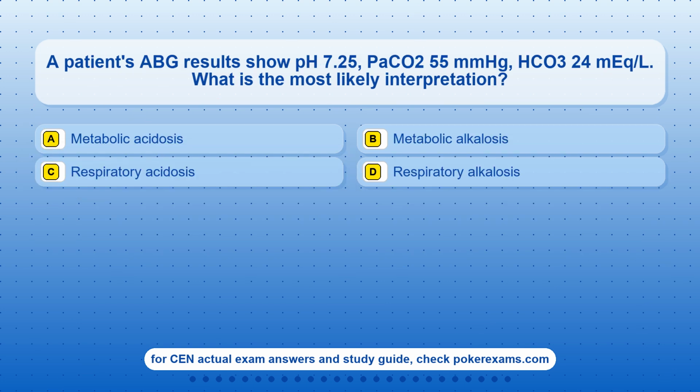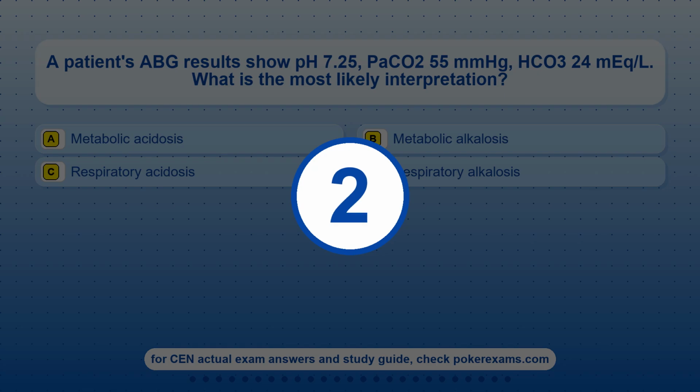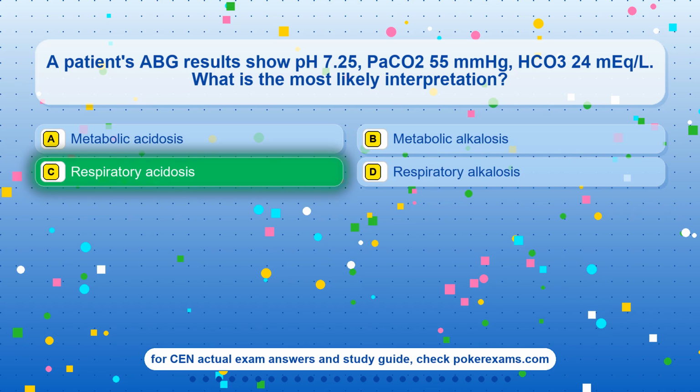Question 6. A patient's ABG results show pH 7.25, PaCO2 55 mmHg, HCO3 24 mEq/L. What is the most likely interpretation? Option A. Metabolic acidosis. Option B. Metabolic alkalosis. Option C. Respiratory acidosis. Option D. Respiratory alkalosis. The correct answer is option C.